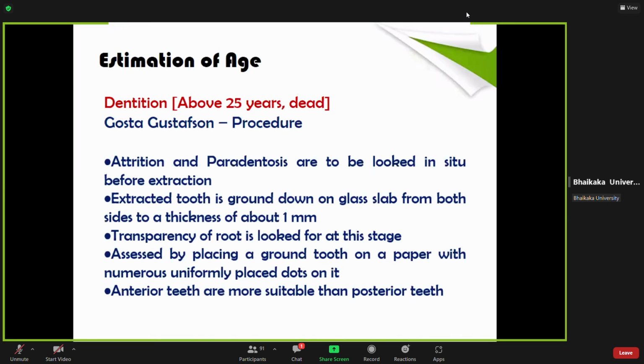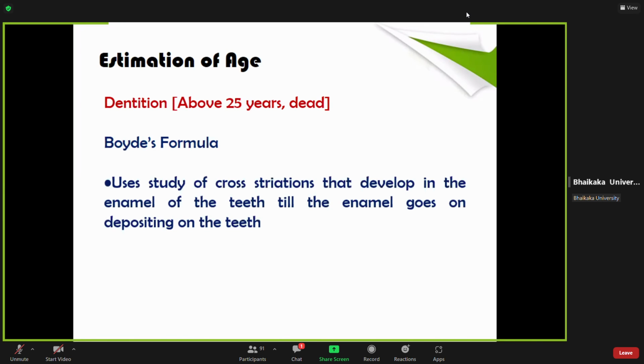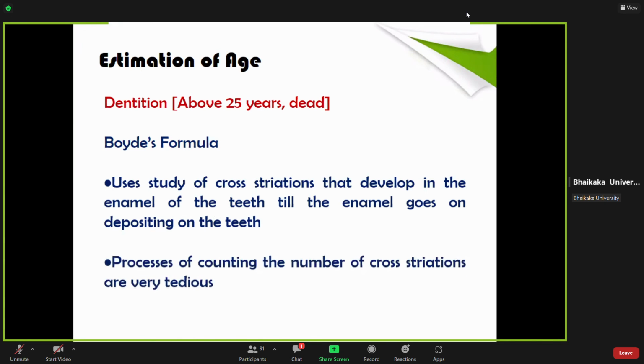Second is Boyd's formula. Used to study the cross striations that develop in the enamel of the teeth while the enamel goes on depositing. Counting the number of cross striations is a very tedious process.